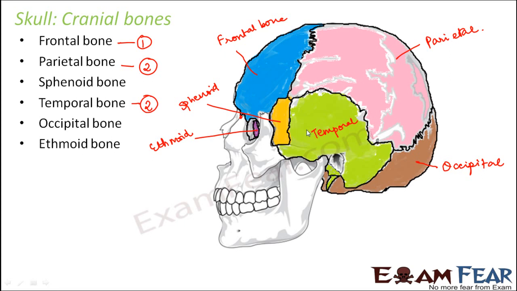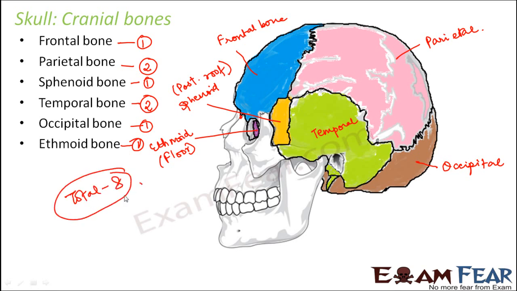So basically sphenoid forms the posterior roof of the skull, and the ethmoid forms the floor of the skull. So this is how the entire skull is made up. Now I said how many bones are present in the skull? 8. So how many are there? 1 plus 2 is 3, plus 1 is 4, plus 2 is 6, plus 1 is 7, and plus 1 is 8. So you have a total of 8 cranial bones.